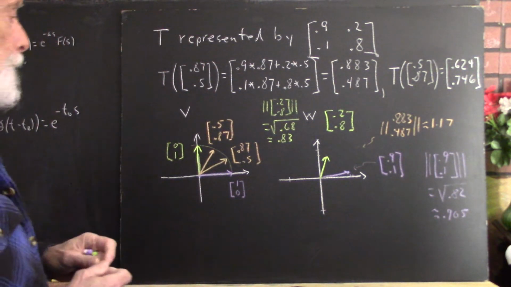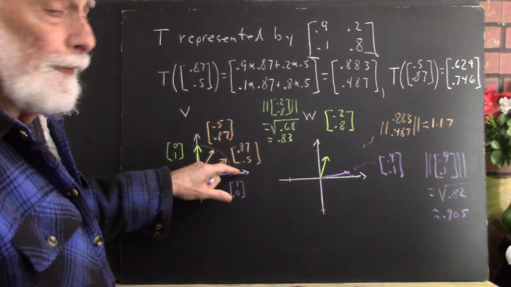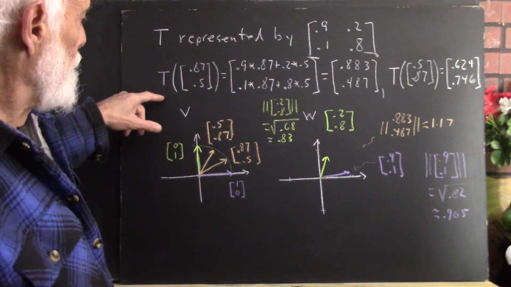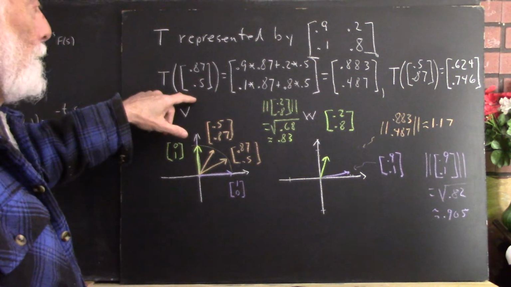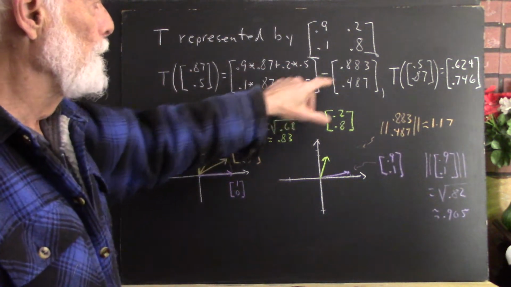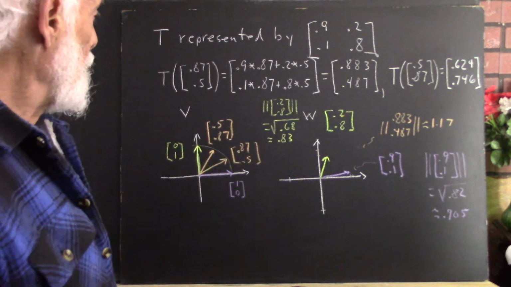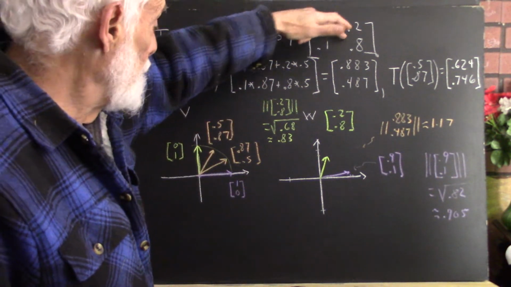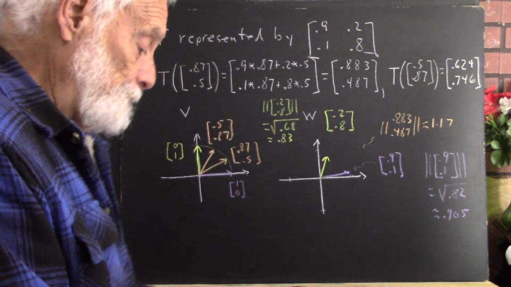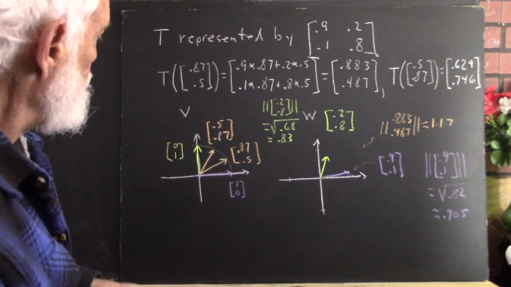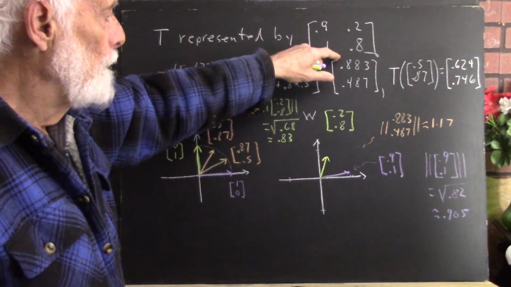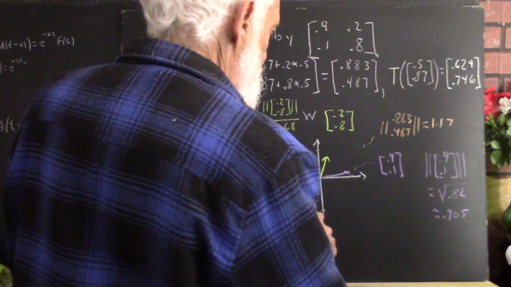Well, what else? Okay, the vector (0.87, 0.5). Now I'm not going to talk you through that, I'm just going to say that if we apply the transformation to this, it means we multiply this matrix by this vector, we get these numbers and they add up to this. Here's what we get. Okay, the vector (0.87, 0.5) therefore goes to the vector (0.883, 0.487).